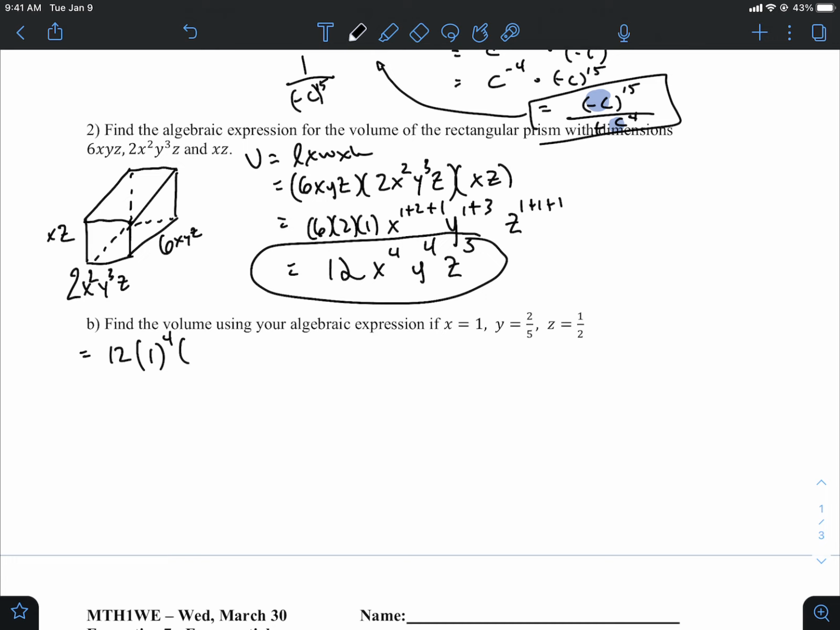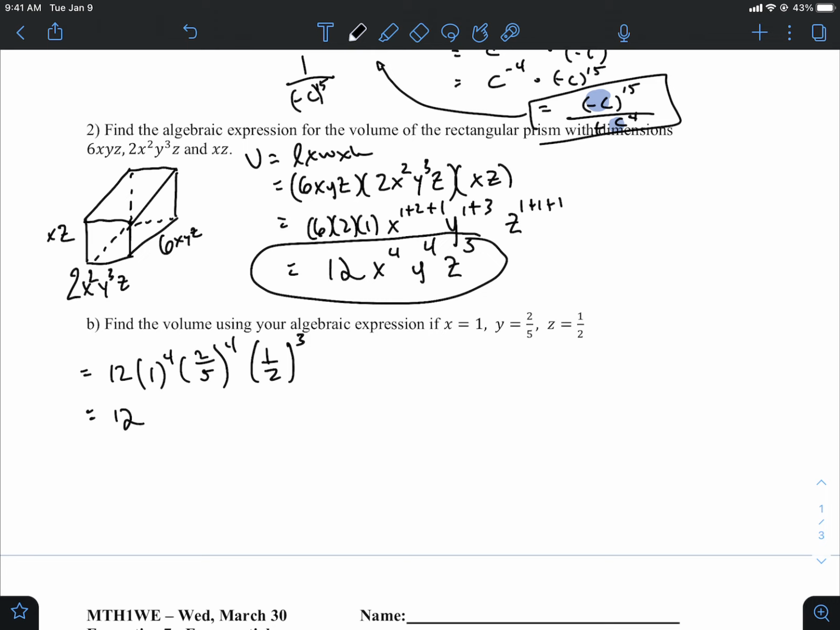Y is going to be 2/5 to the exponent, I'll move that down so I can write the exponents nicely, 2/5 to the power of 4, and z will be 1/2 to the power of 3. Everybody happy? All I did is substitute those values, and now you've got to remember, here's a little trick, this is why I did this: that exponent has to go on the top and the bottom of the fraction, the numerator and denominator. You get maybe one more line of simplification here.